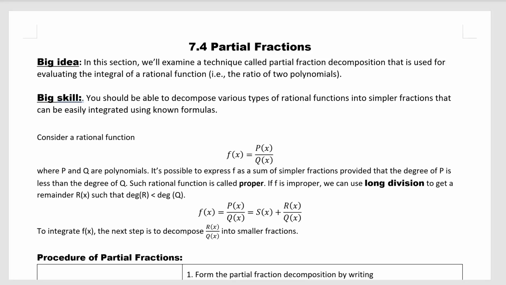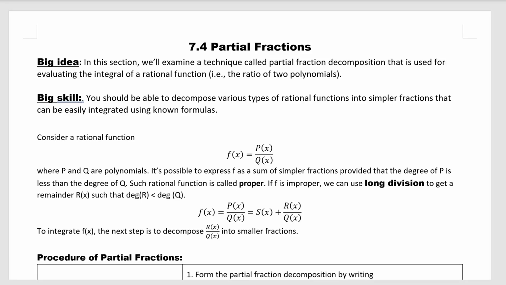Big skills. You should be able to decompose various types of rational functions into simple, proper fractions that can be easily integrated using the known formulas. So first, consider rational functions. So f of x equals p of x over q of x, where p and q are polynomials.